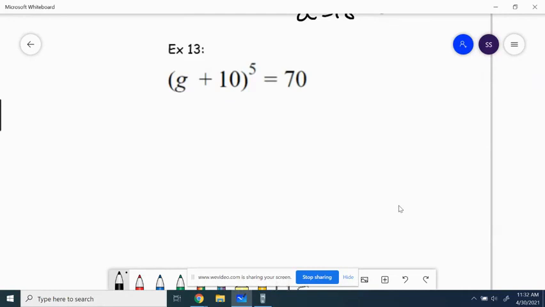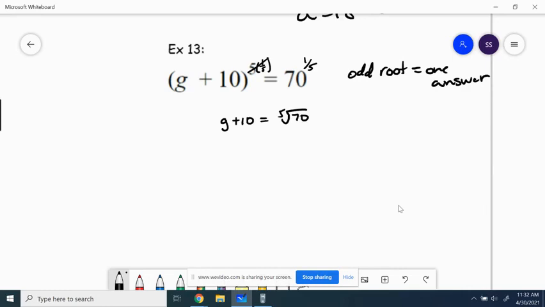This example for today, we have g plus 10 raised to the 5th equals 70. So the first thing we want to do is get rid of this 5. I can do so by multiplying by the reciprocal, 1/5, and that will equal 1, so it'll cancel out. If I do it to one side, I need to do it to the other side. So now I'm just left with g plus 10 is equal to 70 to the 1/5. And if I want to write 70 to the 1/5 in radical form, that would be the 5th root of 70. And so we have an odd root because 5 is odd. So that means we're going to have one answer.